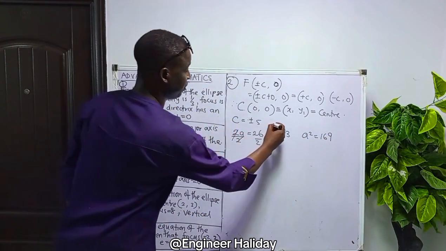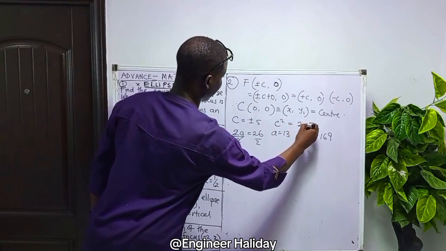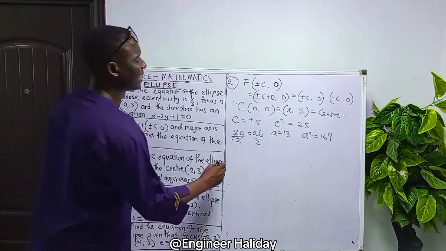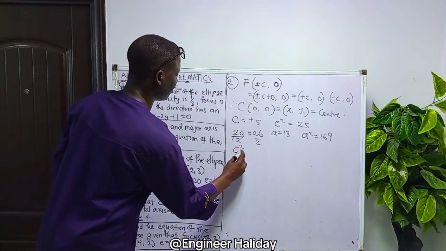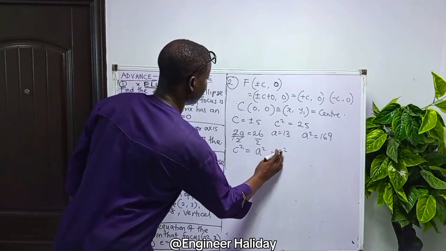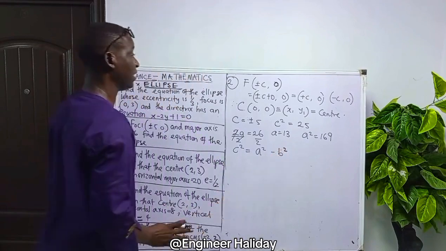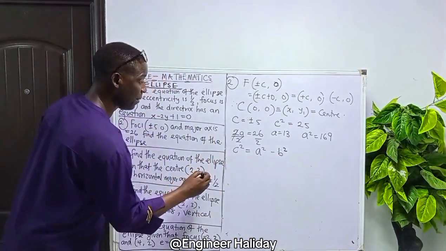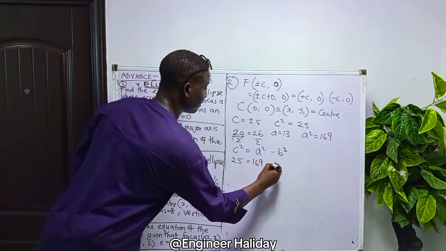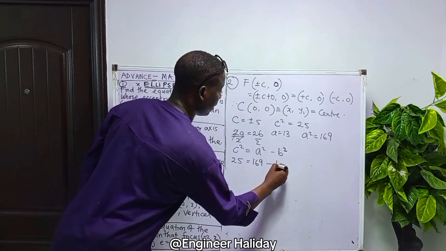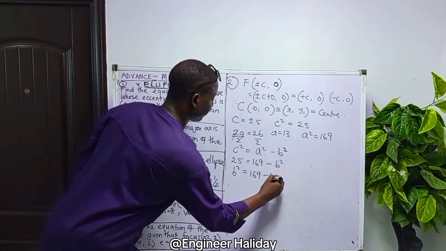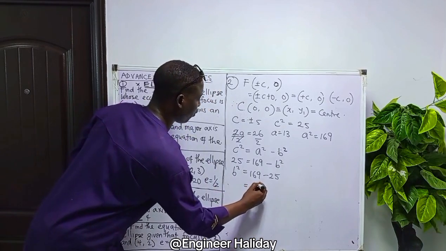Now, if you have C, this C squared will now give us 25, because 5 times 5 is 25. So that one is gotten. But I gave you, for an ellipse, C squared, the focus squared, equals major squared minus minor squared. If you remember this formula very well, you can get B. So to get B, 25 equals 169 minus B squared. So what we do is collect like terms: B squared equals 169 minus 25. This gives us 144.